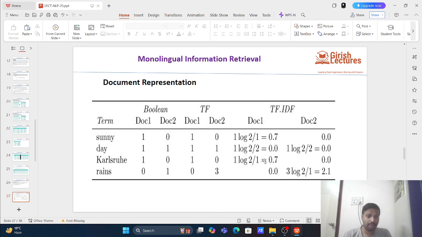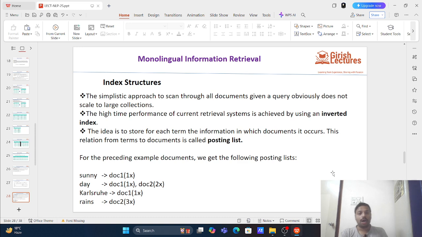This value will help us to identify rains as one of the very important parts of your entire document. So how can we index them? The entire words, whatever we got, these are the values. Now we can also index these words. If you check sunny, in document 1 it appeared once. Day appeared in document 1 and document 2: in document 1 it appeared once, and in document 2 it appeared twice. Karlsruhe appeared in document 1 one time, and rains appeared in document 2 thrice.